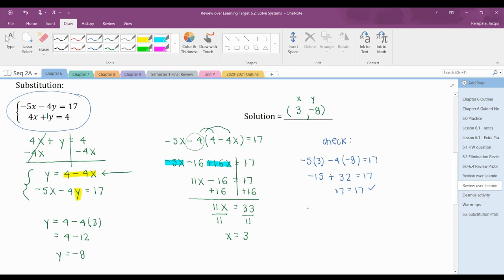Now I have to put those numbers into the bottom equation. So we'll have 4 times 3 plus 1, or you don't even have to write the 1, times negative 8, and that's going to equal 4. Well, 4 times 3 is 12. 1 times negative 8 is negative 8. 12 minus 8 is going to get us 4. So notice that it checks out. We have 2 true statements, so we know that we are set. That 3, negative 8 is a solution. So that's how we would do substitution.